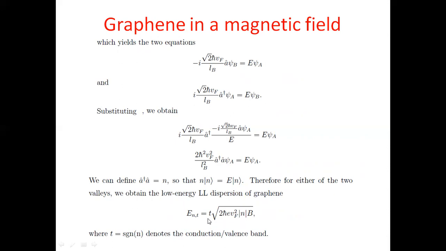So here tau equal to +1 is the conduction band, and tau equal to -1 is the valence band, and n represents the Landau levels. Vf is the Fermi velocity, and B is the magnetic field. H bar is the Planck's constant. So this is the basic dispersion relation of the graphene.